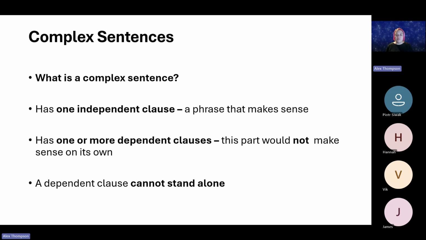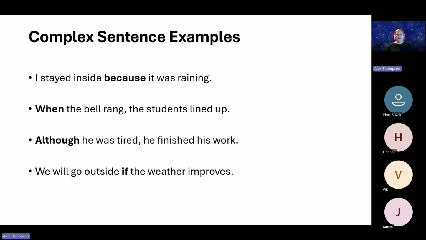Now, if I show you a couple of examples here, I stayed inside. That in itself is an independent clause. That makes sense. I stayed inside. I, the subject, stayed is the predicate. I stayed inside because it was raining. So you could say I stayed inside. In fact, if I look at that one, I stayed inside because it was raining. So we are only staying inside because of the further information that we've been given.